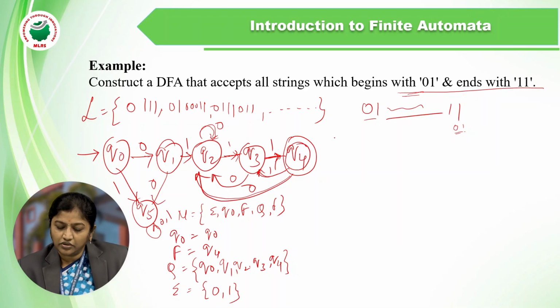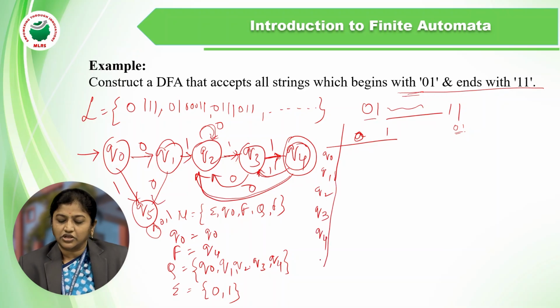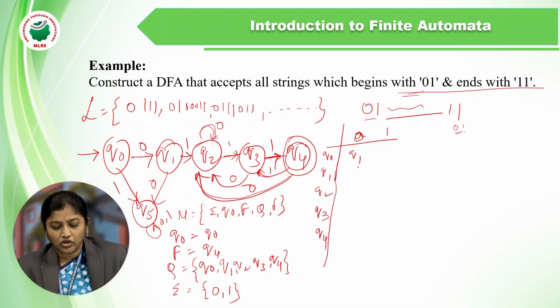And the transition table, with inputs 0, 1. How many states? Q0, Q1, Q2 and Q3, Q4, right? Plus the dead state, Q5. So Q0 on 0 is Q1. Q0 on 1 is Q5 here, which is a dead state. Q1 on 0 is Q5. Q1 on 1 is Q2. Q2 on 0 is a loop here, that is Q2. Q2 on 1 is Q3.